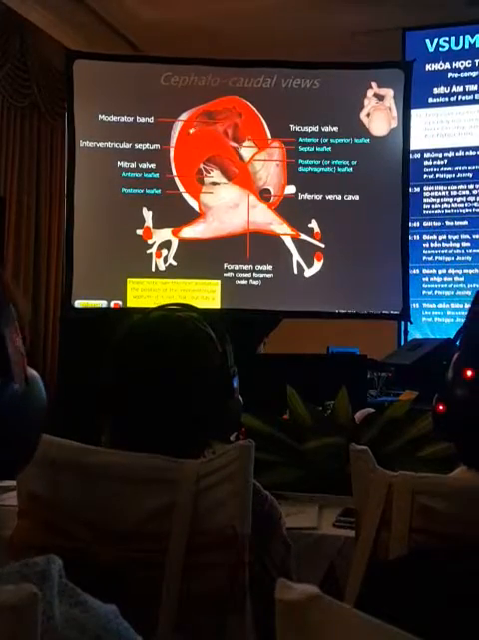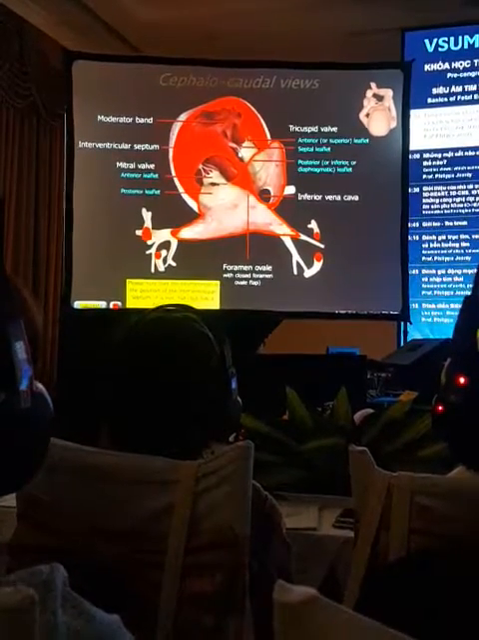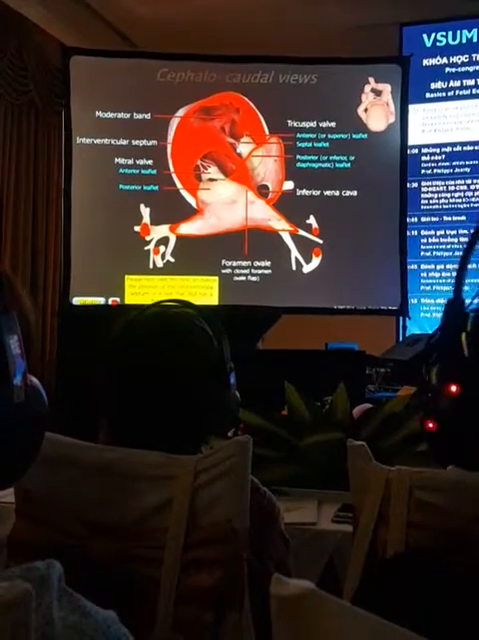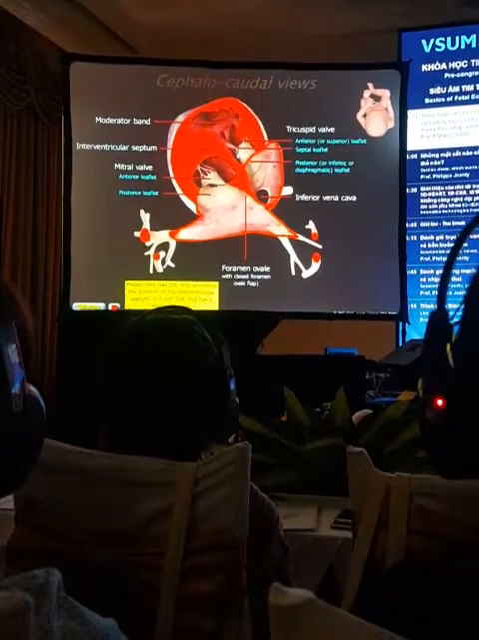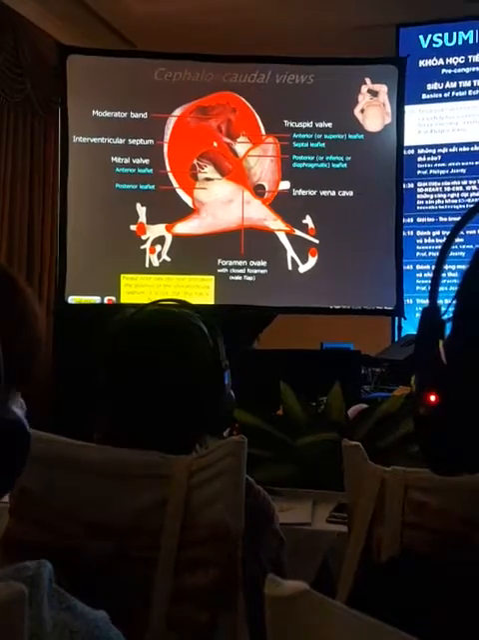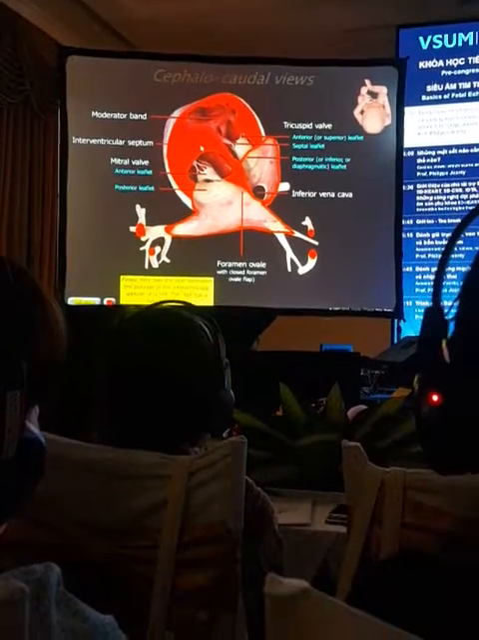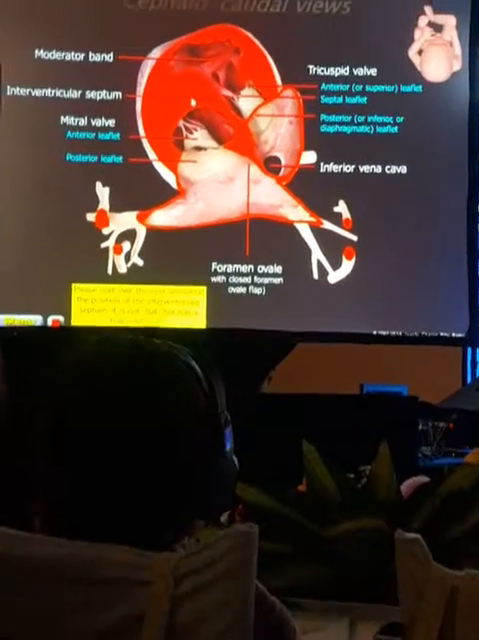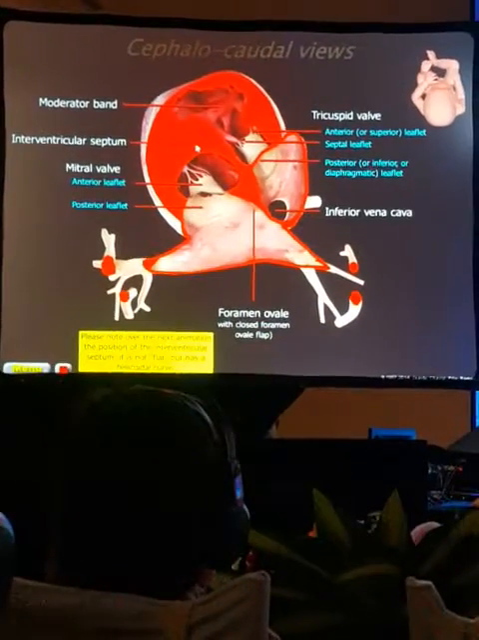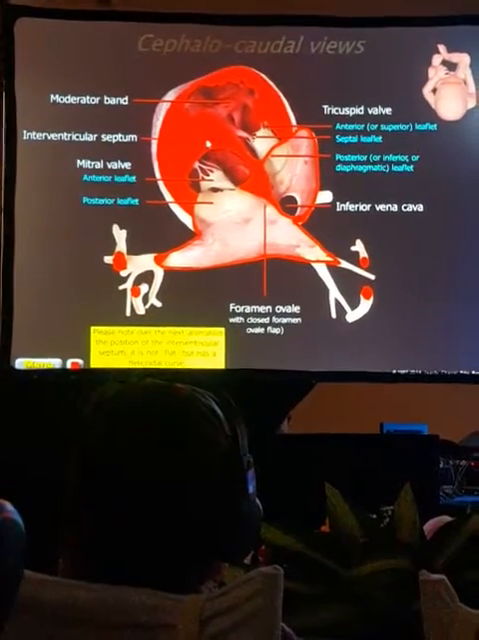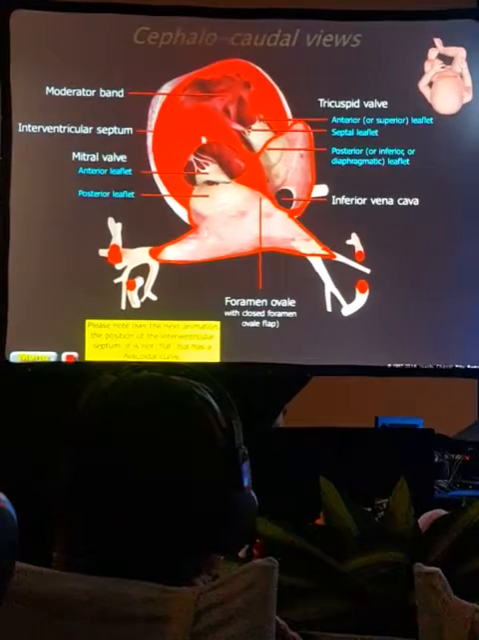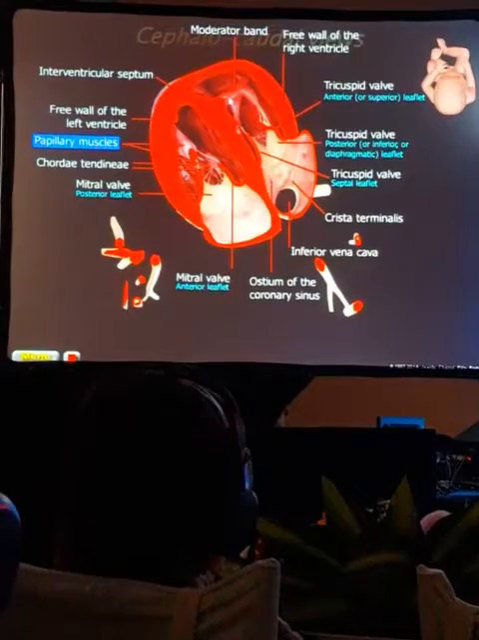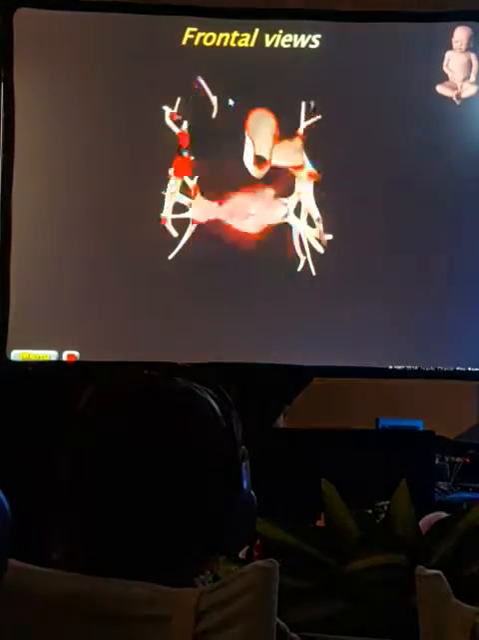Now also look at the interventricular septum. The interventricular septum on the four-chamber view appears as a line, but actually it's a curve. The interventricular septum is curving over the left ventricle, unless you have transposition of the great arteries. In transposition of the great arteries, the interventricular septum is more a straight plane. Here again, the moderator band. And now we move to the frontal views.